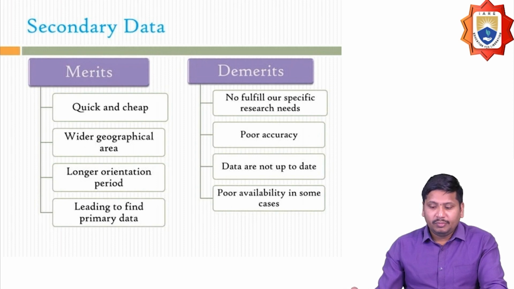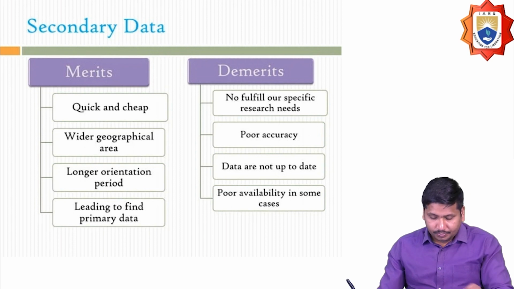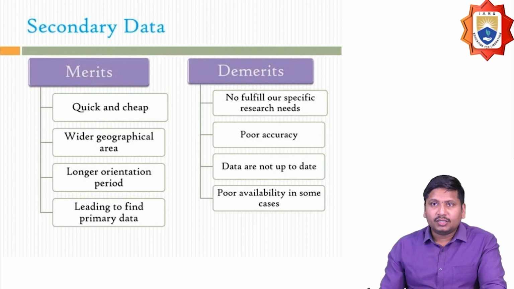Well, coming to the demerits, it does not fulfill our specific research needs, pure accuracy is needed, the data is not up to date, and there is poor availability in some of the cases. So these are some of the disadvantages of secondary data.